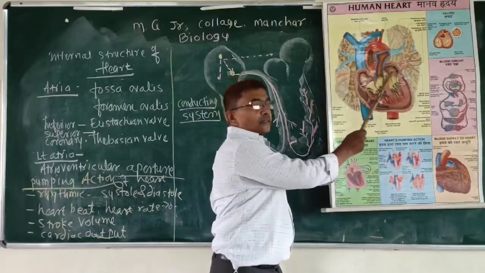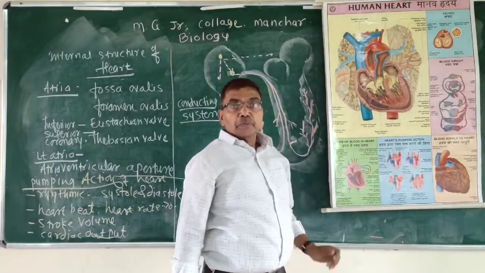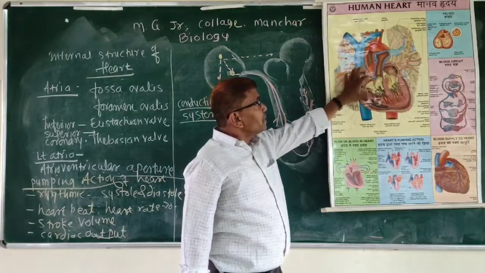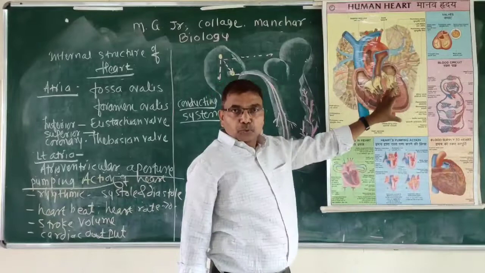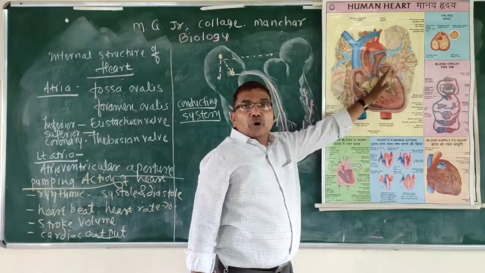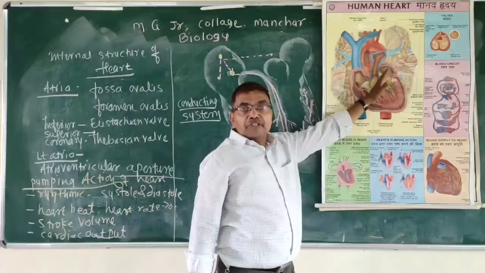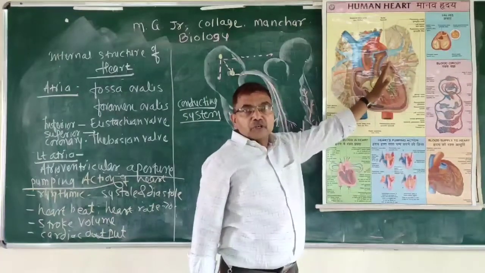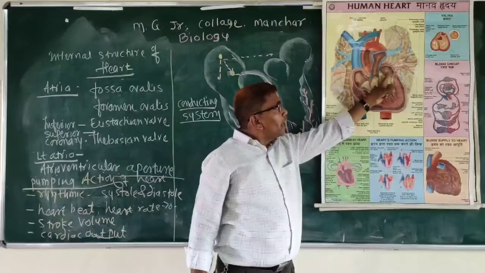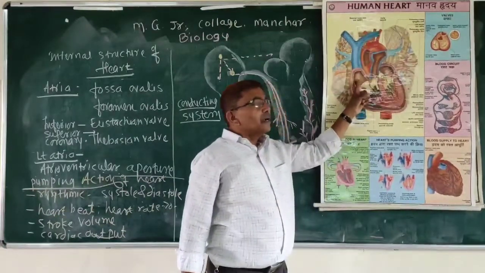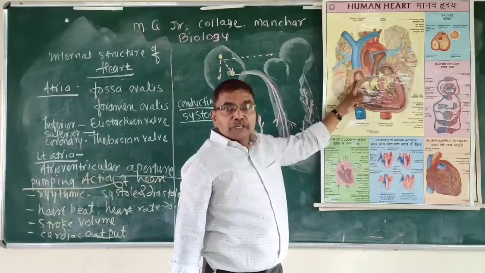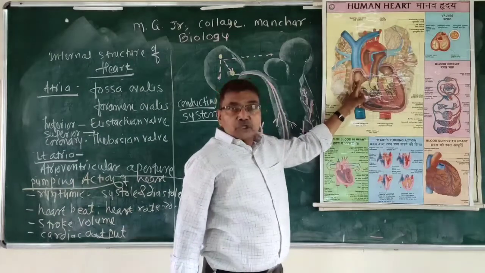These atria are thin walled, blood receiving chambers. These blood receiving chambers are again 2. One is related with oxygenated blood, in which oxygenated blood is received, which is called the left atrium. Another atrium, which is also blood receiving, receives deoxygenated blood.